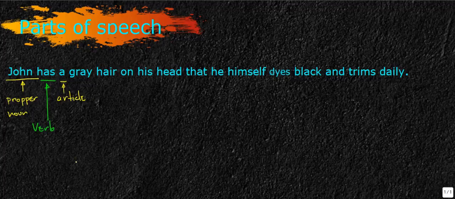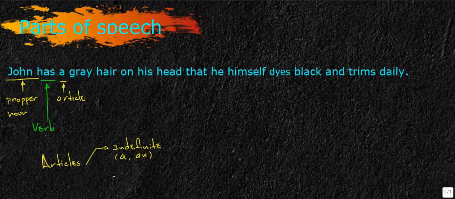So first, indefinite articles. Well, the indefinite articles are articles that do not express specific things. And in this case, a is an indefinite article. We have two indefinite articles. We have a and an. And what they do is that they express one object or person, but they are not talking about a specific one. So if I say a gray hair, I'm not talking about a specific hair. I'm just talking about one gray hair.